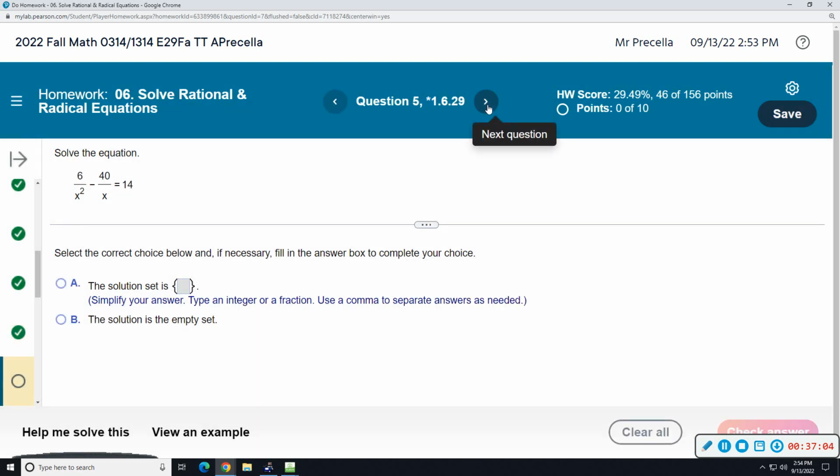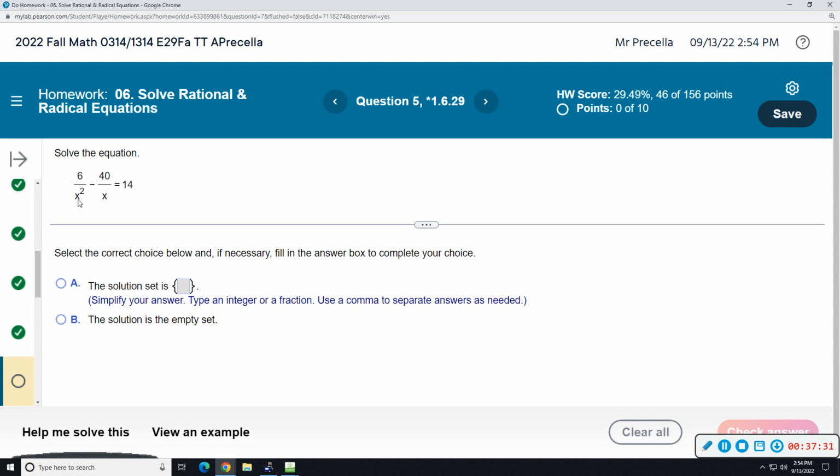Here, what if we have an x squared and an x? Let me write that down. We have the same factors, x and x, in the denominators. The only difference is that there are powers on one of the factors. We have an x squared and we have an x. What would the least common denominator be here? People hear that word least and think, oh, we need the least exponent.